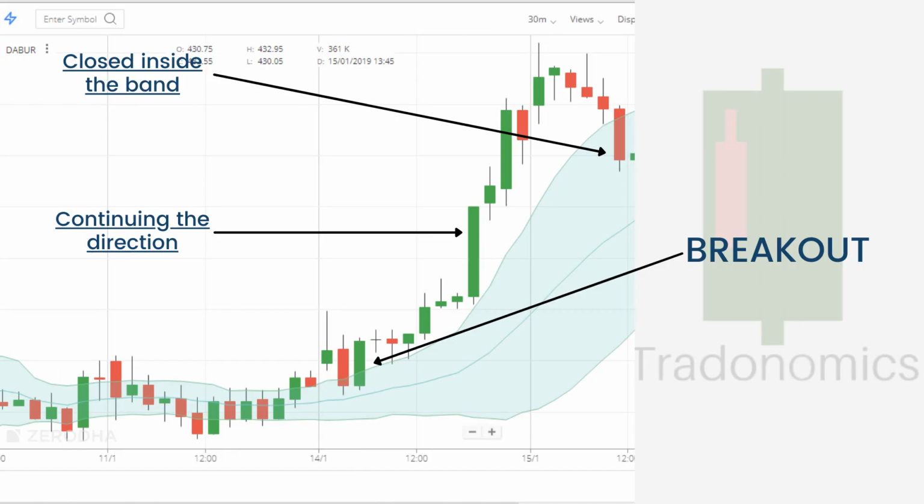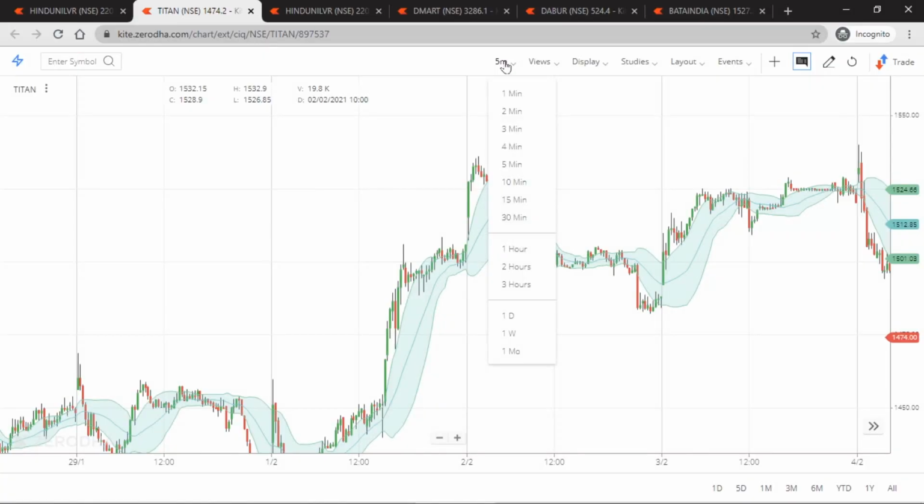And the second is the breakout. Any breakout above or below the band is a major event. So after a breakout, either it will continue its direction or it starts closing inside the band. If it is continuing the direction, you are having your trade. And if it starts closing inside the band, simultaneously shifting towards the center line, you should exit from the trade and wait for the reversal. Let's see all these using the chart.